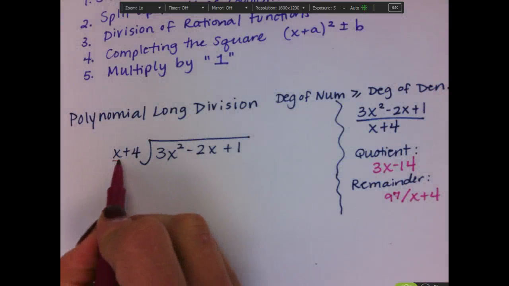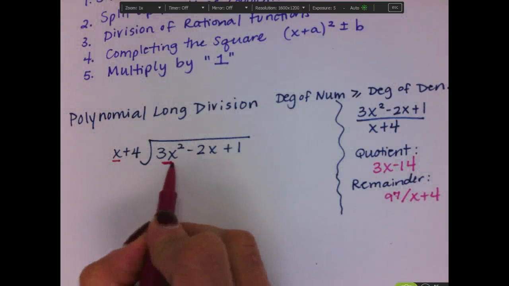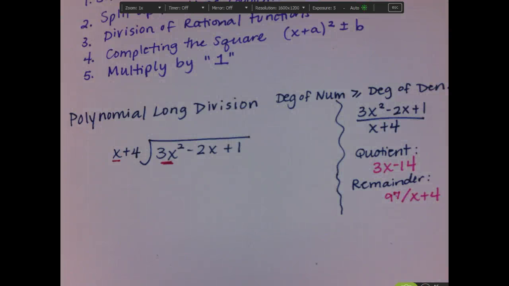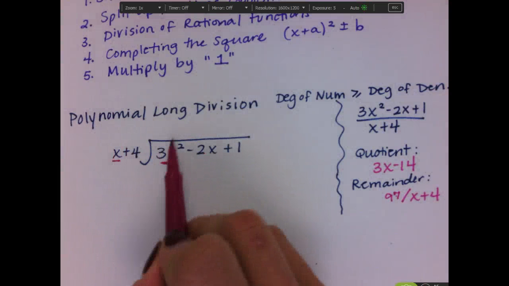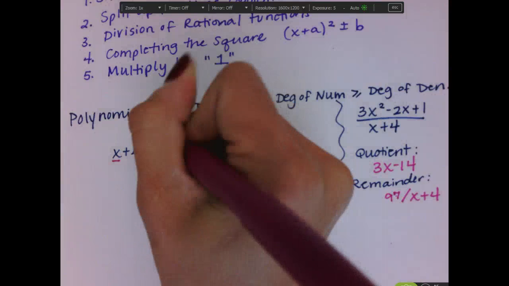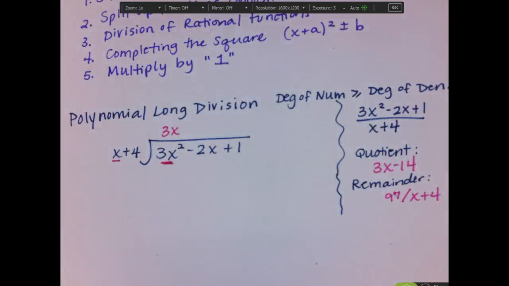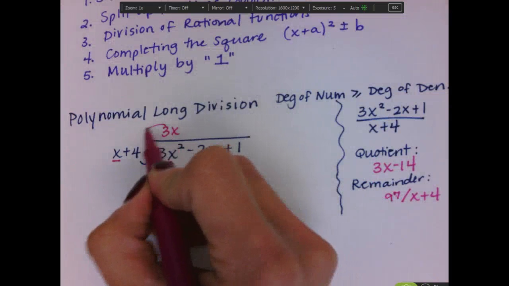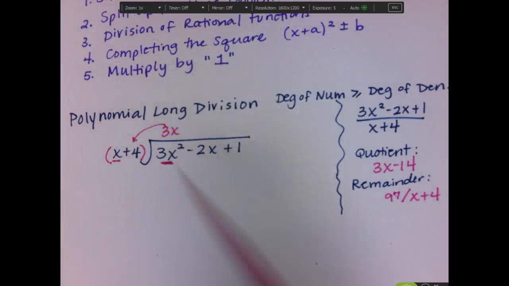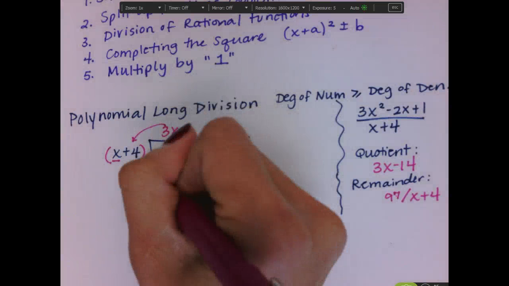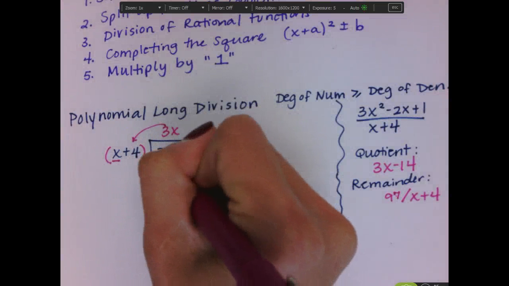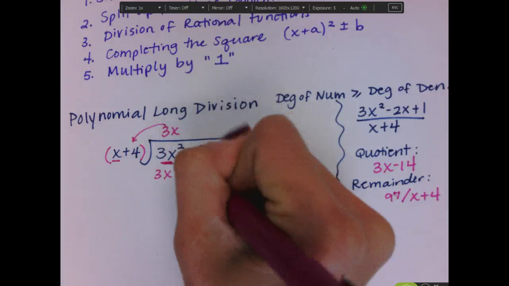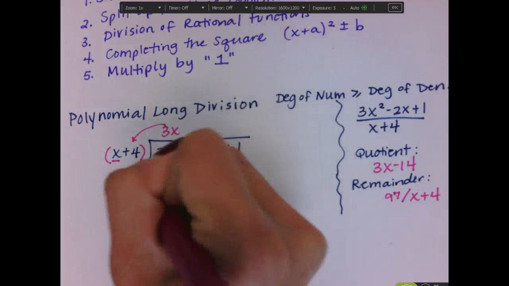So what I'll do for long division is I'll first look at dividing the first two terms. Can x divide into 3x squared? Yes, it can. It goes in 3x times. So then what I'll do is I'll take that 3x and I'll distribute it through x plus 4 and bring it down. So that'll give me 3x squared plus 12x.